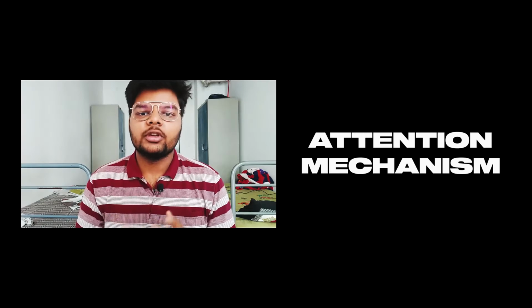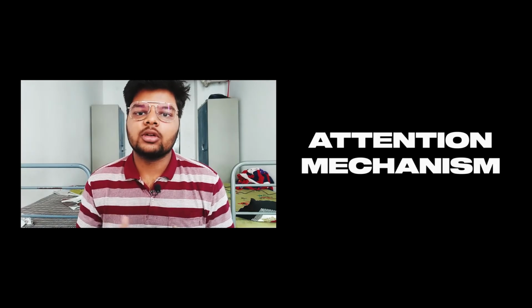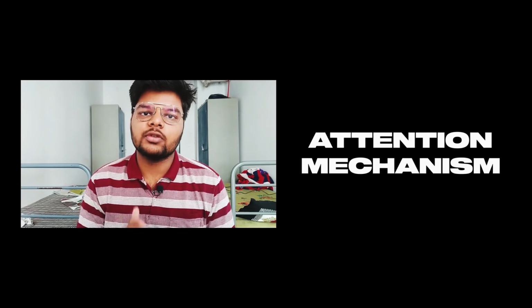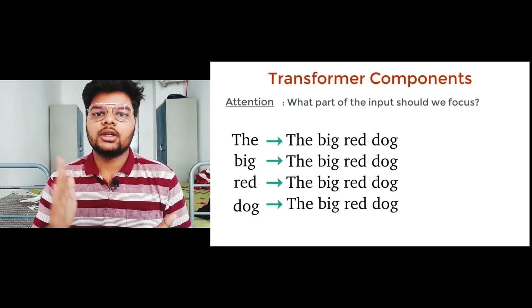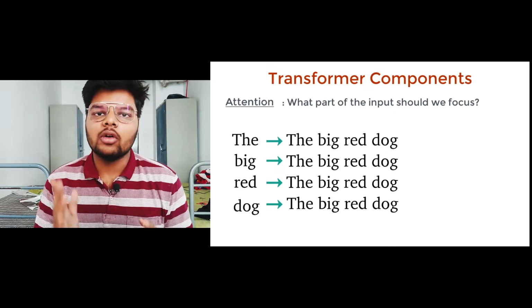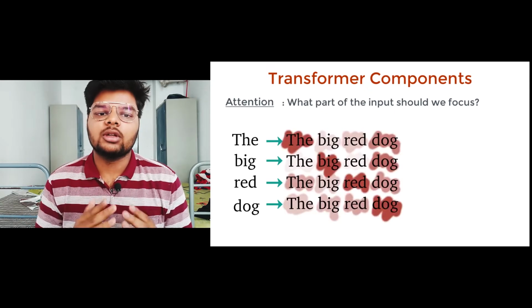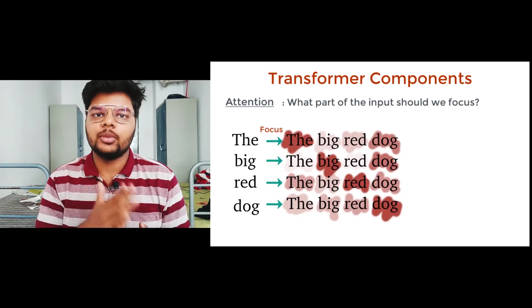This mechanism emphasizes each and every word and answers the question of which part should be given more importance and how much importance we should give to each word. For example, let's take the sentence, the big red dog. In the attention mechanism, we get the information about how important the ith word is as compared with other words in the provided input sequence, in this case, the big red dog.